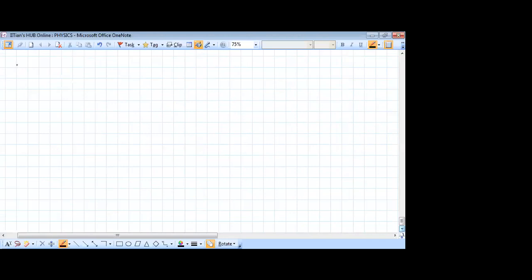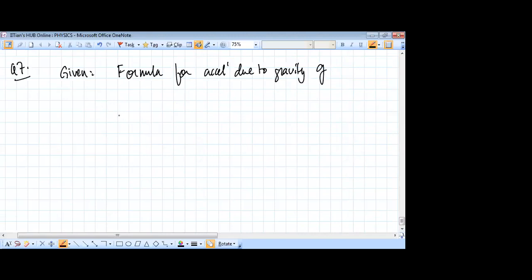Okay, so let's come to question 7. Now question 7 is a slightly different type of question. It is giving you a formula. Given in the question is the formula for acceleration due to gravity g at a height h above the surface of Earth.